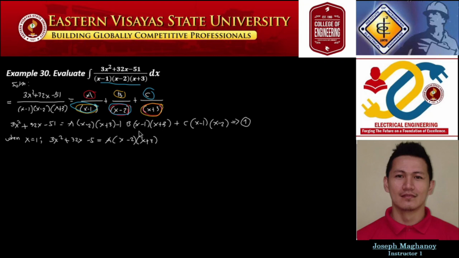What is the value of our A if our x is equal to 1? We simply substitute the value of 1 for x: 3 plus 32, 1 minus 51 is equal to A, 1 minus 2, 1 plus 3. Therefore, if we continue the process, A will be 4. Okay, we already have a value of our A.